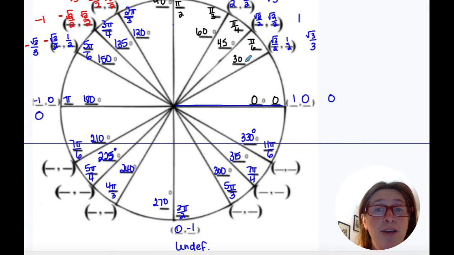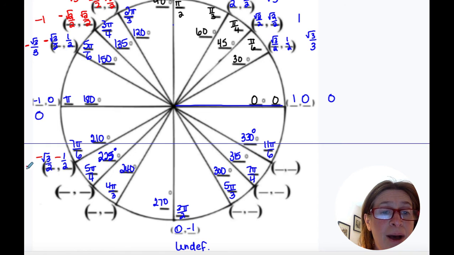In quadrant 3, the pi over 6 angle, 7 pi over 6, is going to be the exact same point as pi over 6. Root 3 over 2, 1/2. However, the values are both going to be negative because the x and the y are negative, which is going to make the tangent positive. Okay, so let's go ahead and plug in those points.